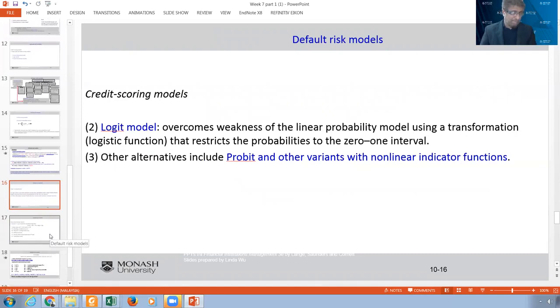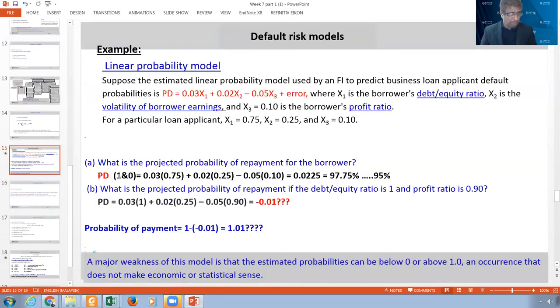And I want you to understand that the logit model is actually one of the ways to deal with the weaknesses of the probability modeling, of the linear probability model, by limiting the values of the probability of defaulting between 1 and 0.